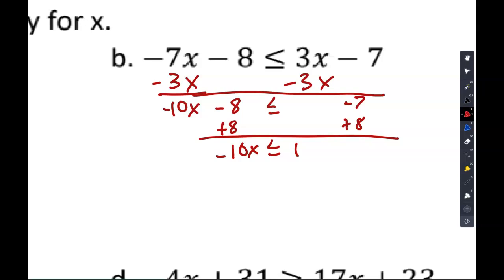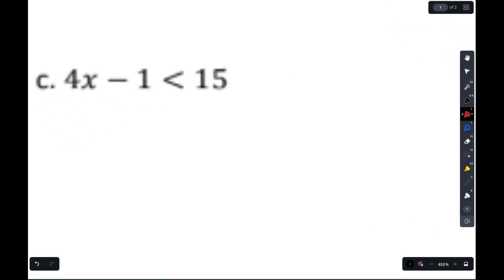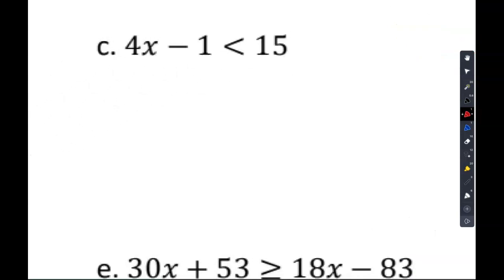Okay, and now I'm going to divide by negative 10, and don't forget you have to swap the inequality around. So you get x is greater than or equal to negative 1 over 10. It's a lot of fractions with these, but don't let that stress you. All right, let's look at C. All right, this is just a regular two-step one.